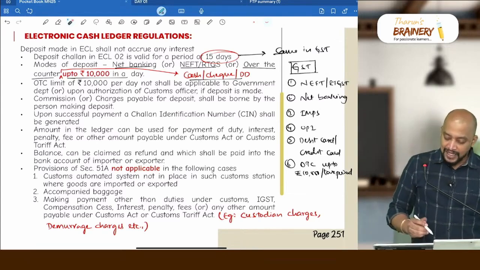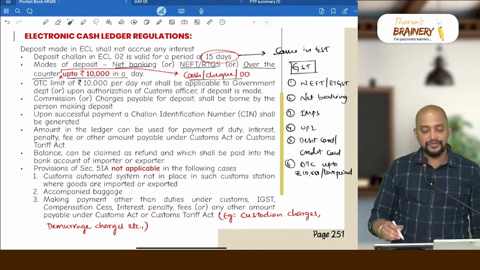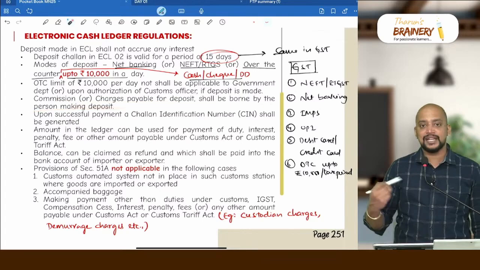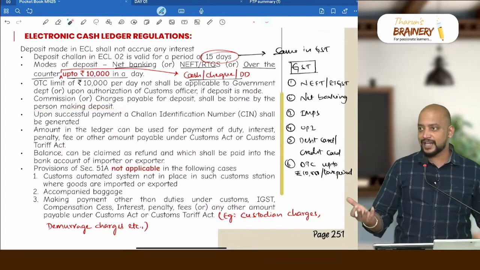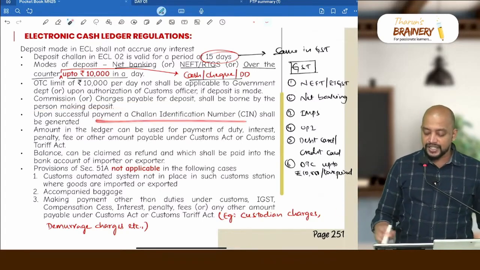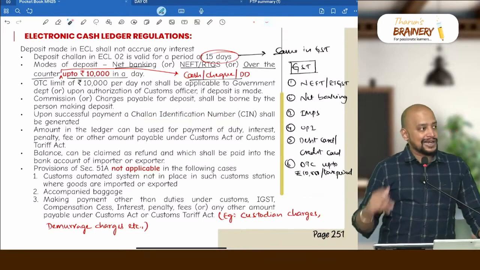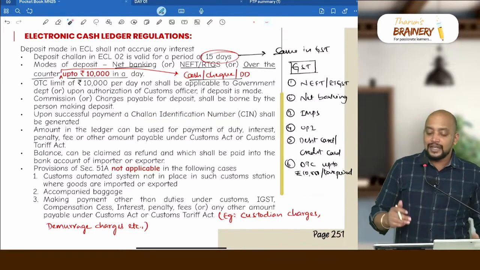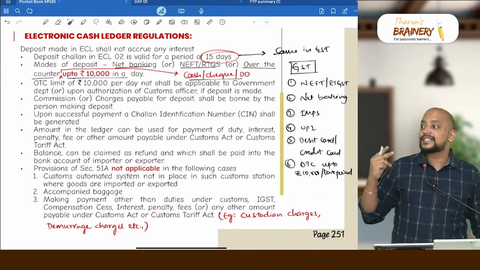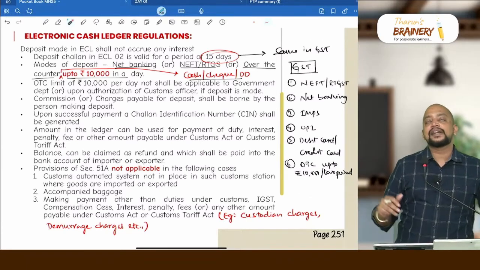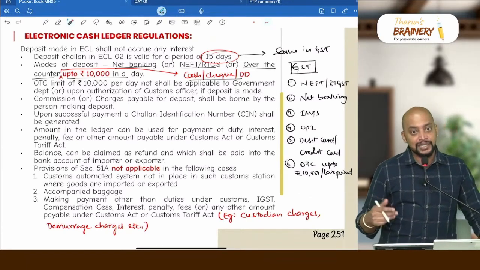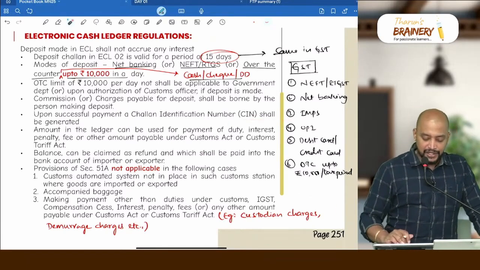Okay. Then next we have commission or charges payable for deposit shall be borne by the person making the deposit. Of course, the one who is making deposit only should bear. Upon successful payment, a CIN will be generated. In GST also same. In GST there are 2 numbers. One is CPIN and CIN. CPIN is common portal identification number. CIN is challan identification number.